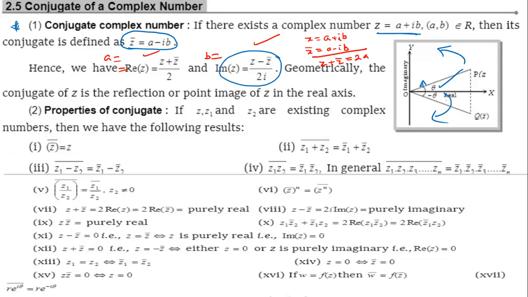Now, what is the conjugate of Z here? It is the reflection or image of the point Z with respect to the real axis. Dear students, see, what is Q? It is the image of P with respect to the real axis. Here, the real axis behaves as a line mirror. Now, get ready to discuss properties of conjugate.